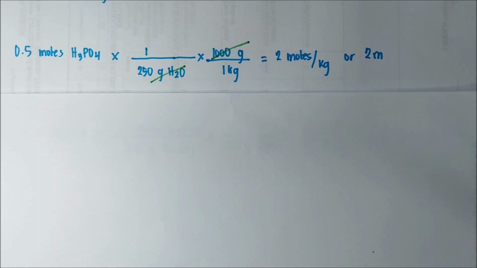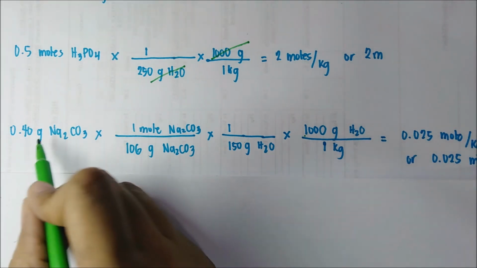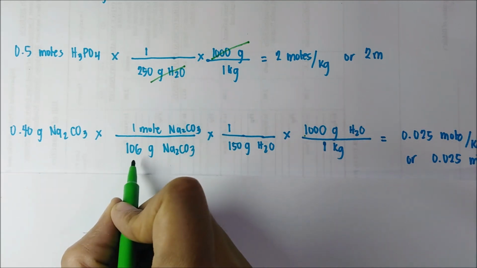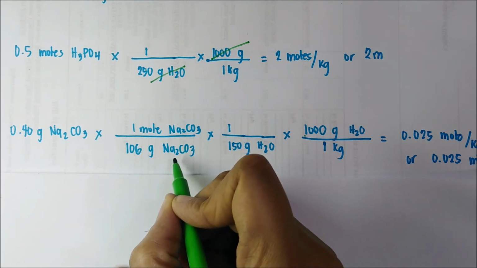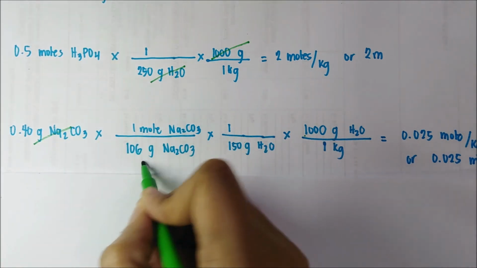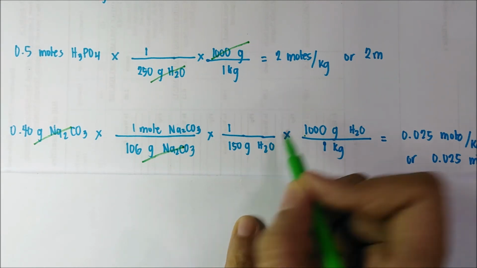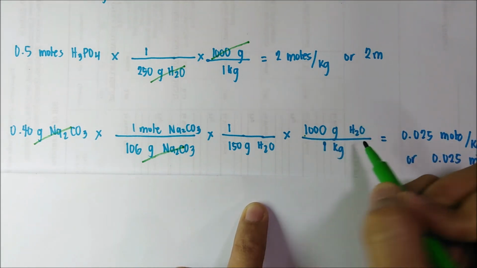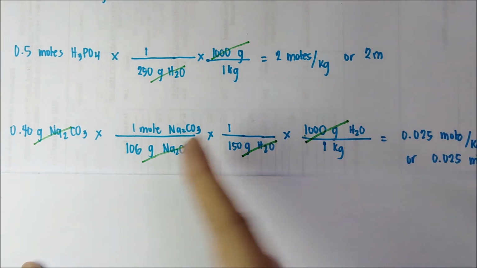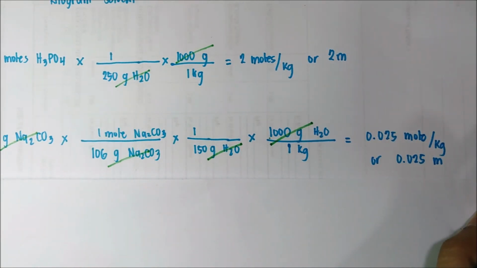Okay, the second problem, so we have 0.4 grams of sodium carbonate. So since it is grams, again, we're going to use the molar mass. So the molar mass is 106 grams sodium carbonate per 1 mole sodium carbonate. Cancel my grams. Then I have 150 grams of water as the mass of the solvent. So again, I need to convert that to your 1,000 grams of your solvent or water. Okay, so I'm left with moles and kilograms. So the answer is 0.025 moles per kilogram. Okay?